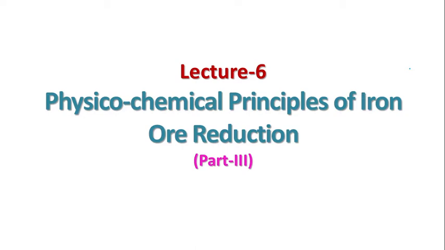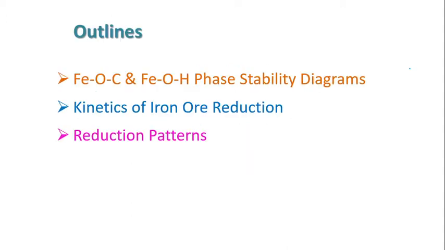This is the third part of our lecture 6, that means physico-chemical principles of iron ore reduction. We have studied the reaction of iron ores, the reduction of iron ores. All we have studied was about carbothermic reduction of iron ore, that means by carbon monoxide.